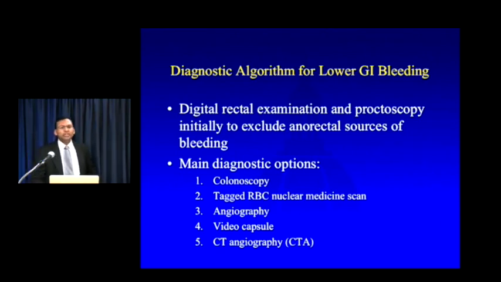Now, when you're dealing with lower GI bleeding, on the other hand, I think there's a lot more ambiguity about what really is the best course of action. Now, I think no one would argue that any exam should start with a digital rectal exam and a proctoscopy just to exclude anorectal causes of bleeding. But beyond that, there are a number of different options, and I think you will find different clinicians, different radiologists who will come down on different sides of the debate. Which of these 5 studies really is the best next step? Colonoscopy, nuclear medicine, angio, video capsule endoscopy, or CT?